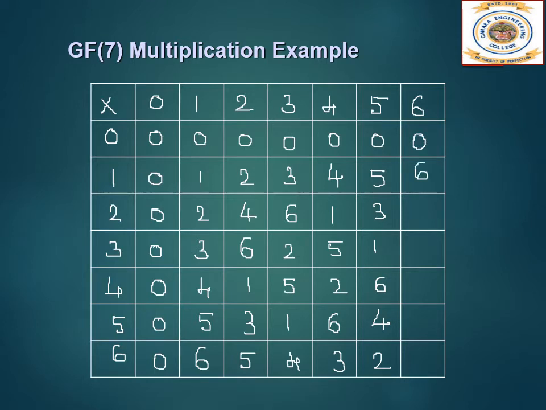6 twos are 12. 12 mod 7 is 5. 6 threes are 18. 18 mod 7 is 4. 6 fours are 24. 24 mod 7 is 3. 6 fives are 30. 30 mod 7 is 2. 6 sixes are 36. 36 mod 7 is 1. Now we have filled up the table.